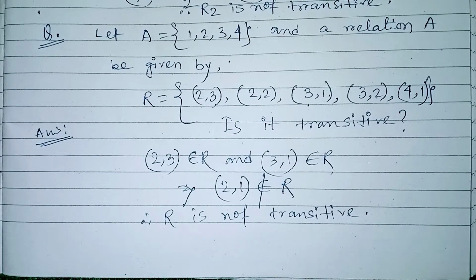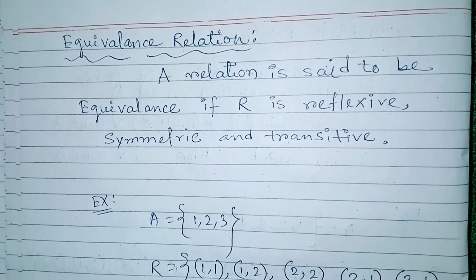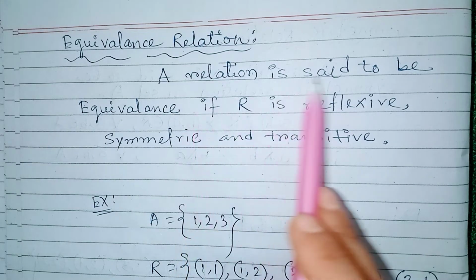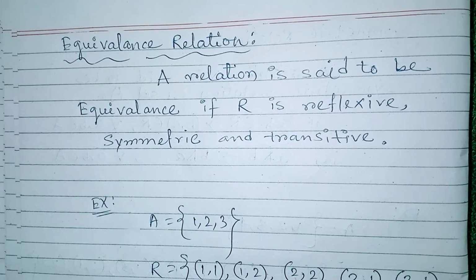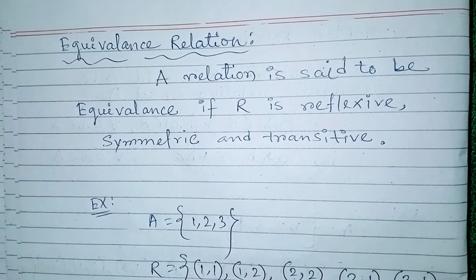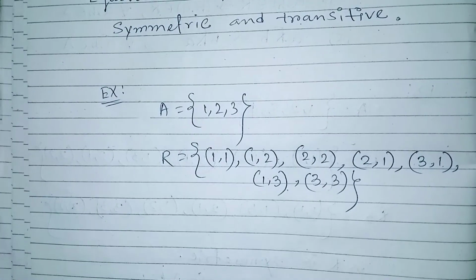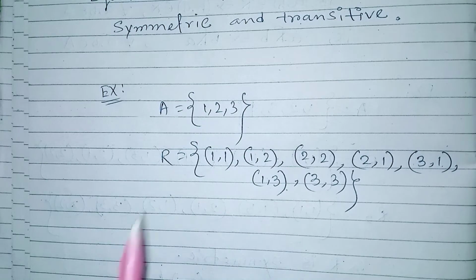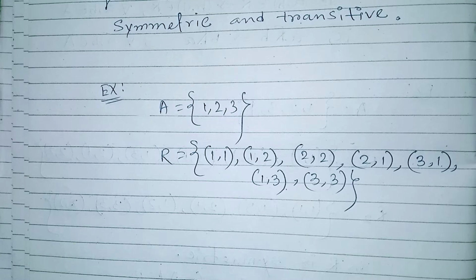Okay, I think it's clear. These are the three definitions of relations, and the last topic is equivalence relation. A relation is said to be an equivalence relation if R is reflexive, symmetric and transitive at the same time. If any one of these three does not hold, then it is not an equivalence relation. Here is an example. If A is {1, 2, 3}, then R is given as (1,1), (1,2), (2,2), (2,1), (2,3), (3,1), (1,3), (3,3). You have to find out whether it is reflexive, symmetric and transitive. If all three hold, then it is an equivalence relation.